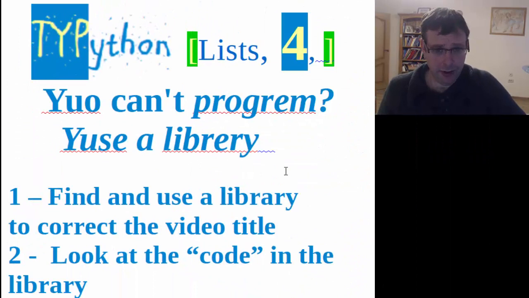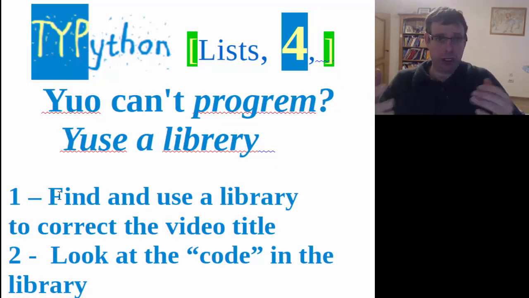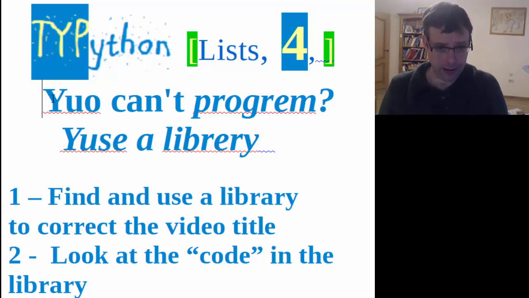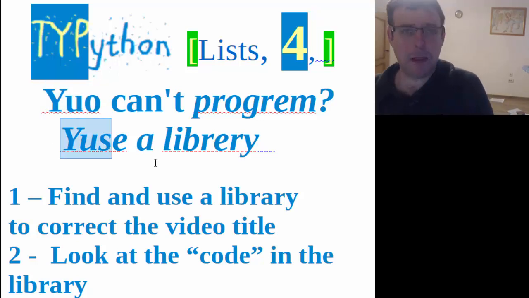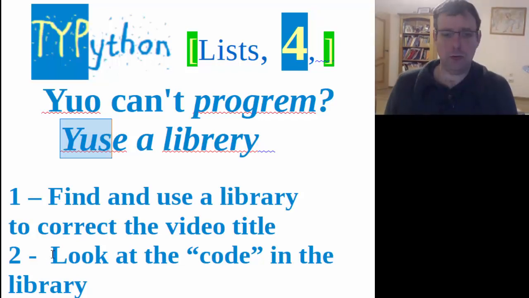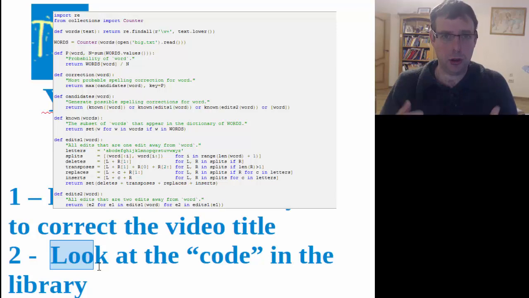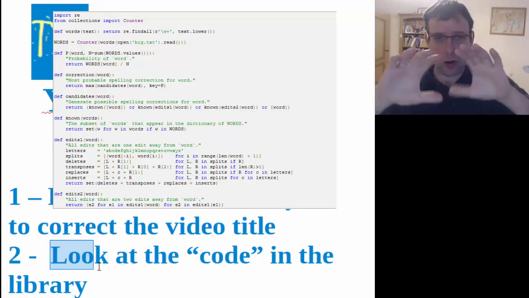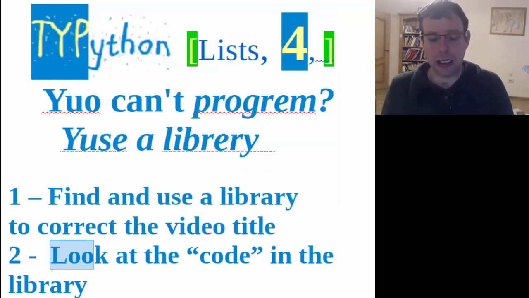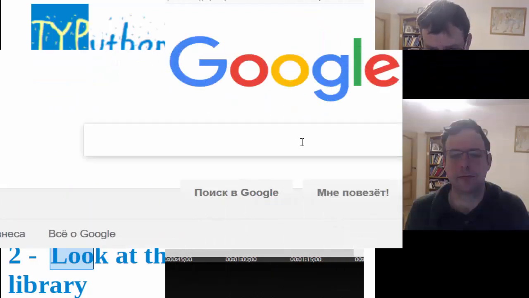So here's the plan for this video. You can't program, use a library. Number one, we're going to go on the internet and find a library to correct the video title, to correct here the "you" and the "yuse". Number two, we're going to have a little look at the code that's behind that library, just so you can fully understand the whole process of what's happening. Okay, let's go with number one, find and use a library.